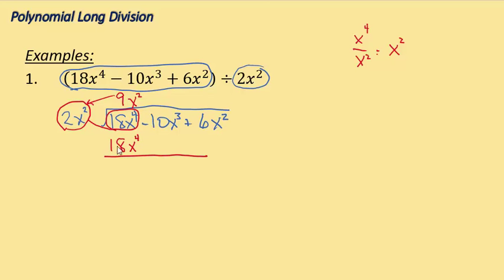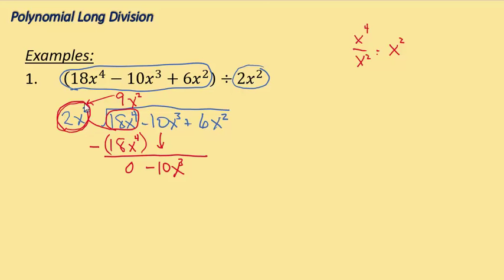And now what I do is I subtract that part away from the top. All right? So 18x to the fourth minus 18x to the fourth gives me 0. And now I'll bring down my next term, which is minus 10x to the third. And I start this whole process over.